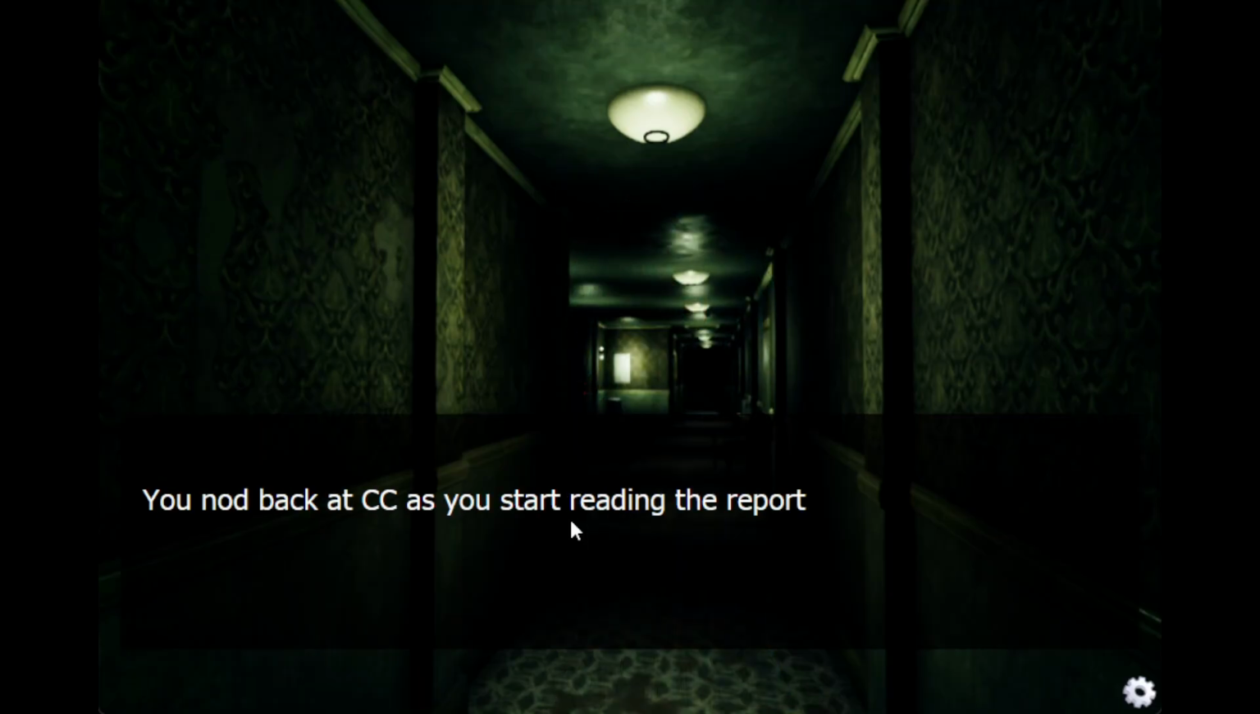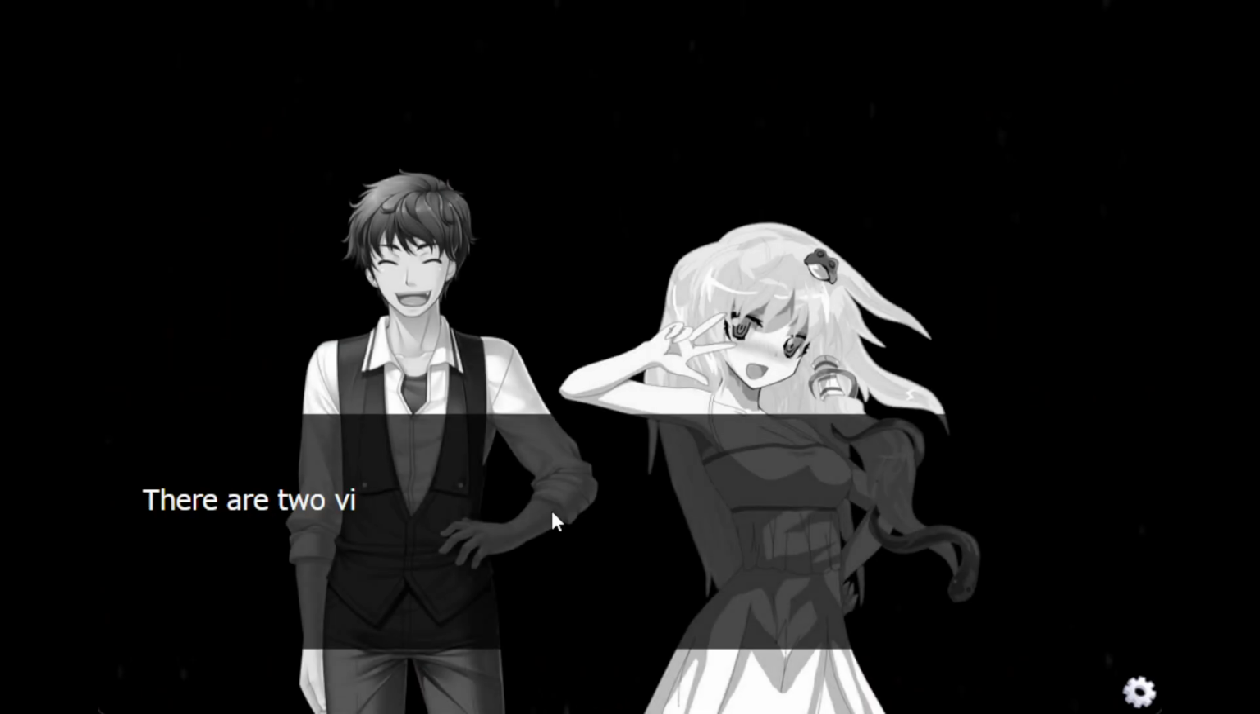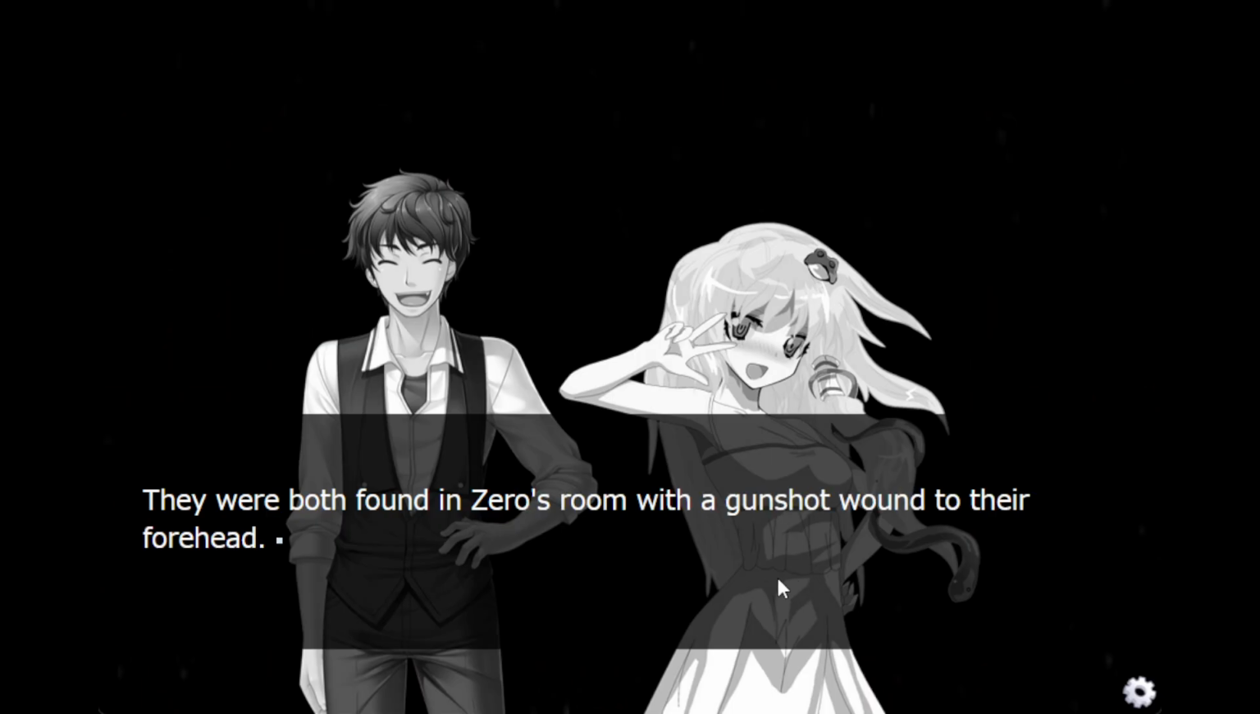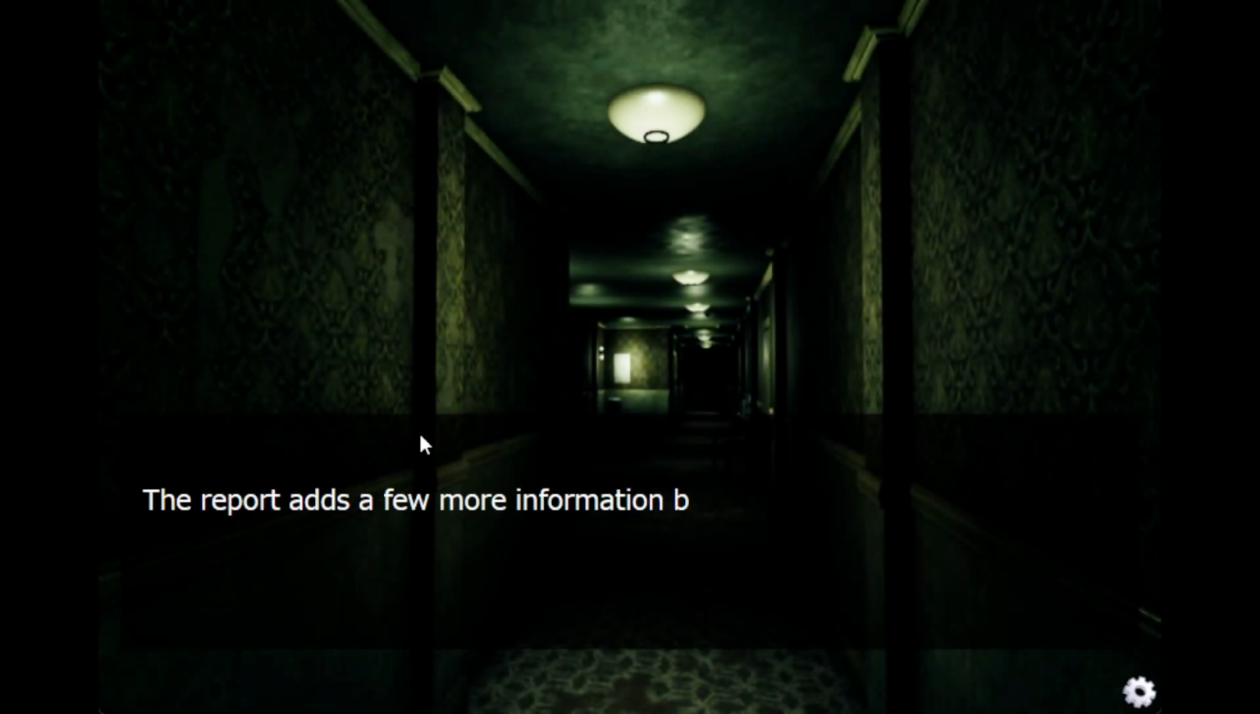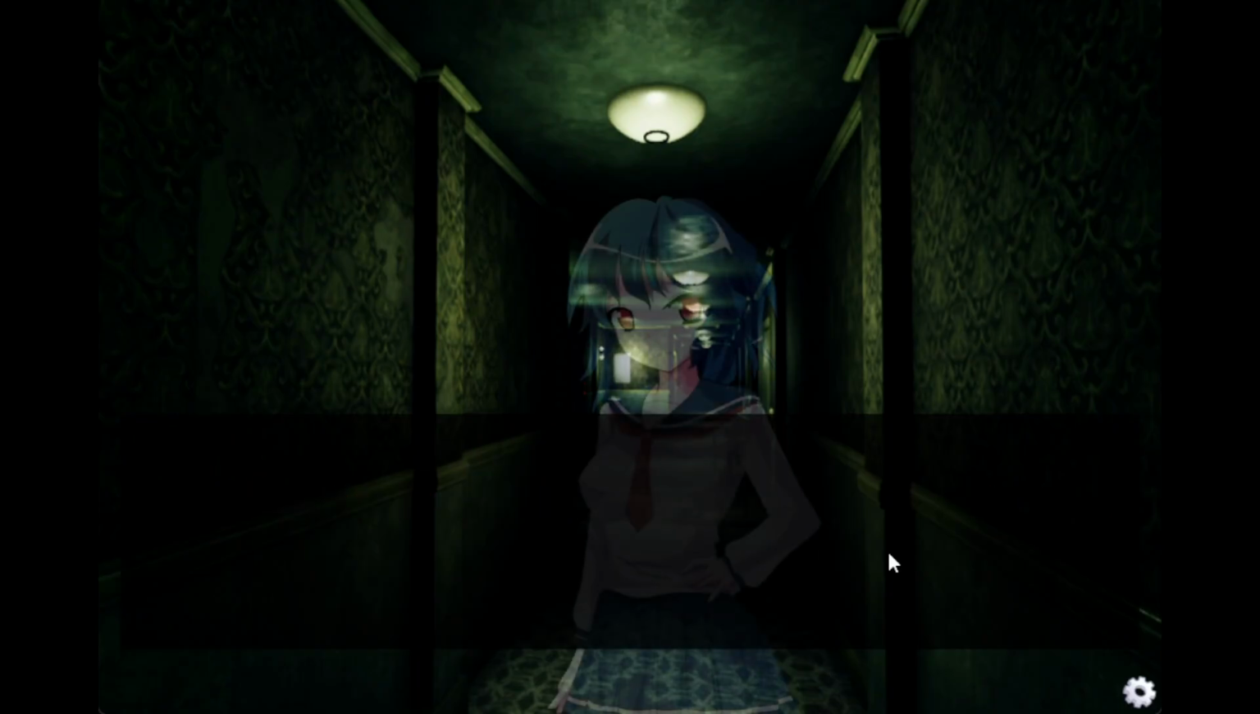You're now back at CC as you start reading the report. There are two victims this time around, Hassan and Zero. Was Hassan the vigilante and killed Zero? They were both found in Zero's room with a gunshot wound to their forehead. Yeah, okay, so Hassan is an idiot and killed Zero, and then he killed himself. Cool. Cause of death, severe damage to the brain caused by the bullet wound. The two victims had no other wounds or injuries, and once again, there was no sign of struggle. The report adds a few more details, but nothing you can really use.